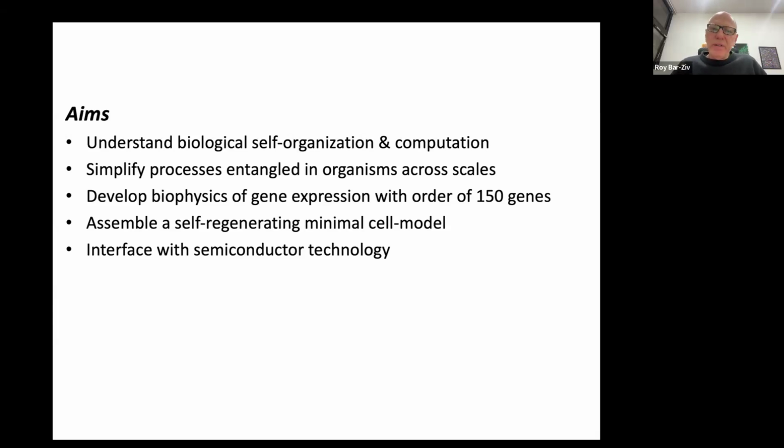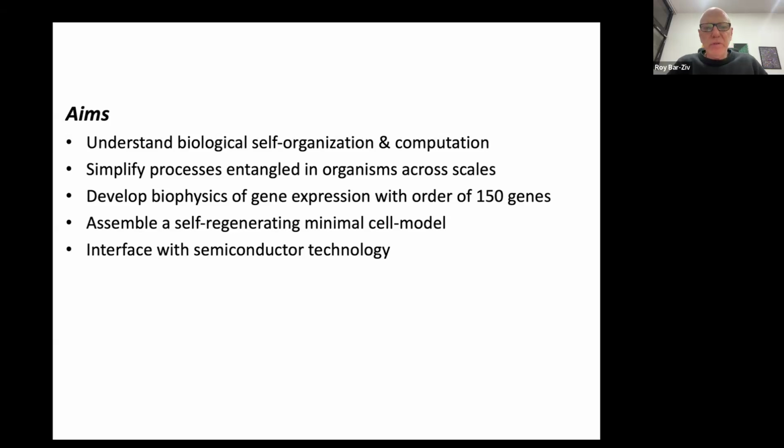This whole approach basically simplifies those complex and entangled processes in organisms across many scales, and I'll show you a few examples of that. Ultimately, we'd like to develop biophysics of gene expression of the order of 150 genes. That's the name of the game, and what we try to do is go to a more complex scenario of multi-genes, being able to program gene expression and generate autonomous systems.